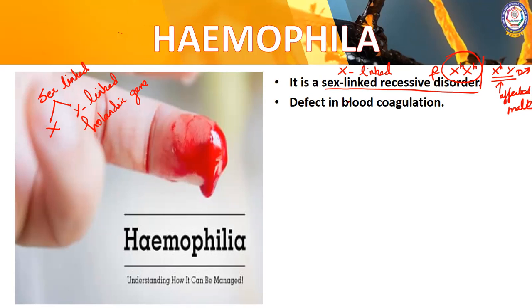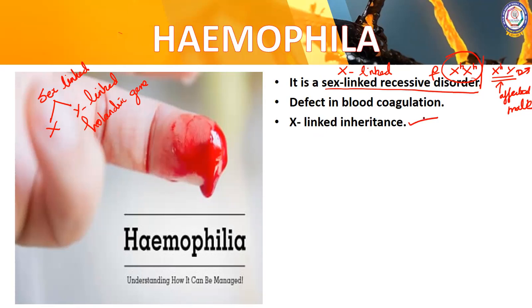So what is the defect? Hemophilia, we know it causes the effect in the X chromosome. And only in recessive condition does it show the effect in female, whereas male it shows in one condition itself, because it is X-linked, only one X chromosome is there, right? The defect is blood coagulation, the blood won't clot.